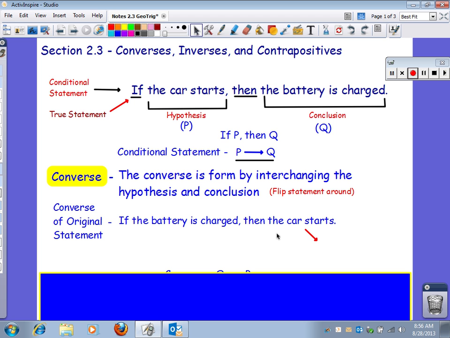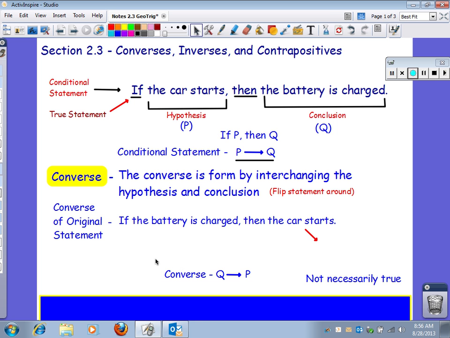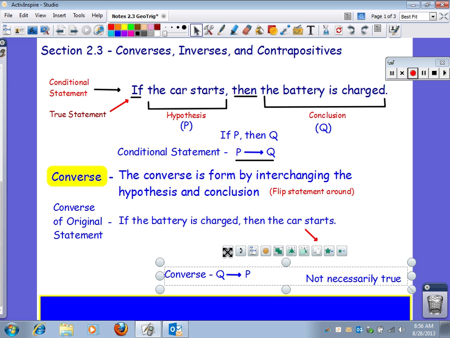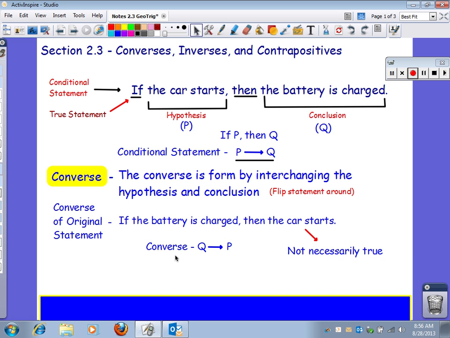It's not necessarily true. Because what happens if the starter doesn't work? What happens if the fan belt is broken or something? What happens if the alternator's not working? Then the car's not going to start just because the battery's charged. So that one is not necessarily a true statement. The symbols for converse, instead of P to Q, would be Q to P because you're flipping it around. So the converse would be a Q to P statement.